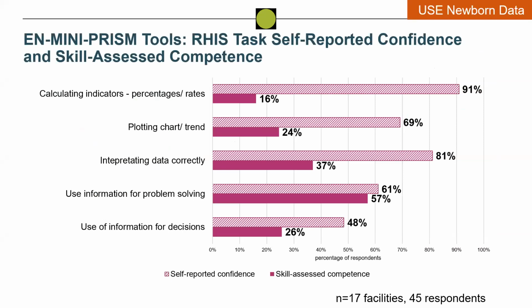Here we can see the competence level of the health worker for RHIS task. There is a huge gap between self-reported confidence and self-assessed competence of the respondents. For example, we can see that 91% of the respondents were confident that they can calculate percentage or rate for an indicator, but only 16% of them were able to do so during the assessment.